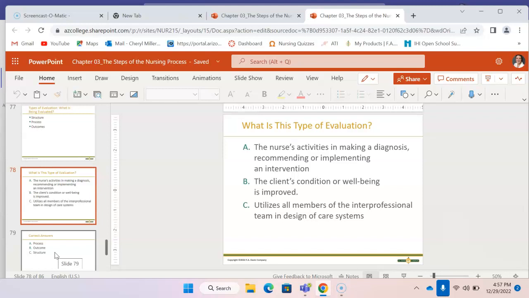The nurse's activities in making a good diagnosis, recommending or implementing an intervention. Process, the nurse's activities in making a diagnosis. Process evaluation. The client's condition or well-being is improved. Outcome is better. That's an outcome evaluation. And then a structure evaluation is how everybody's playing along in this healthcare system. All members of the interprofessional team being used? Or did we forget somebody? Sometimes we forget to ask the respiratory therapist.